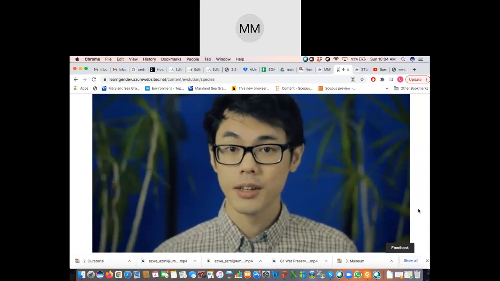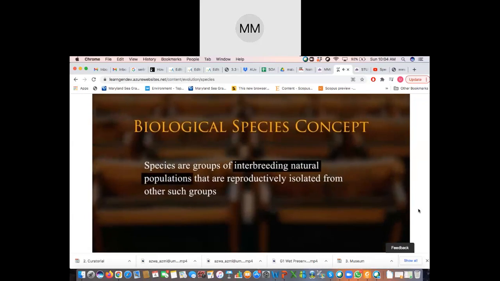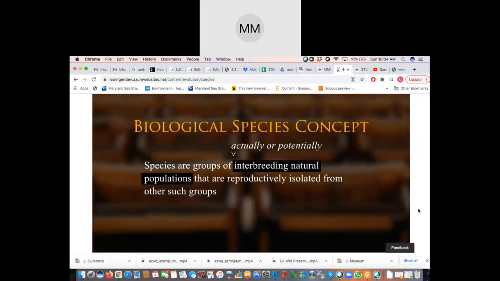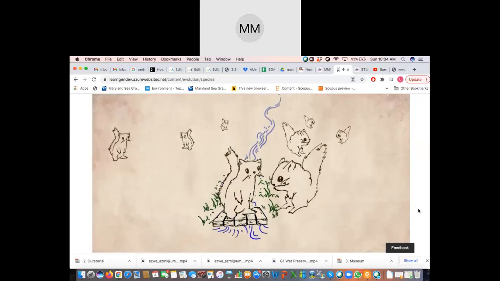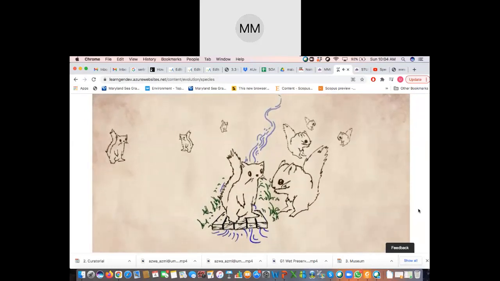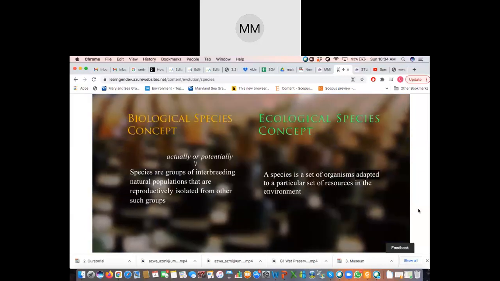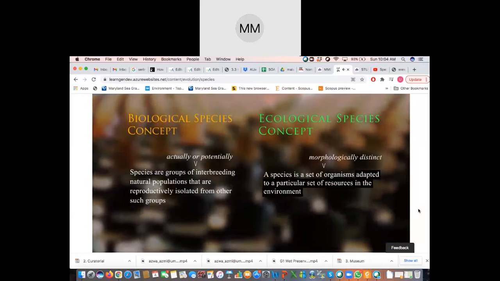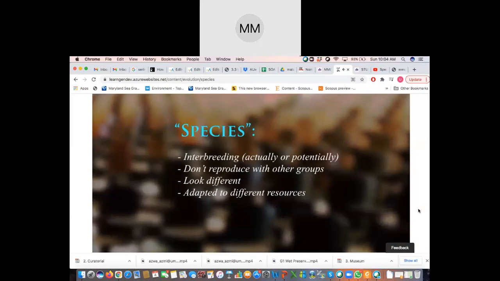If you ask a biologist, they might tell you that species are groups of interbreeding natural populations that are reproductively isolated from other such groups. Some would add the idea of potential to reproduce. For example, if two groups are separated by a barrier, but they could reproduce if they got together, then they're still the same species. An ecologist might give you a different definition. A species is a set of organisms adapted to a particular set of resources in the environment. Some might add that species have different physical characteristics or morphologies. Between these two concepts, we get something that's pretty broadly accepted across most of science.